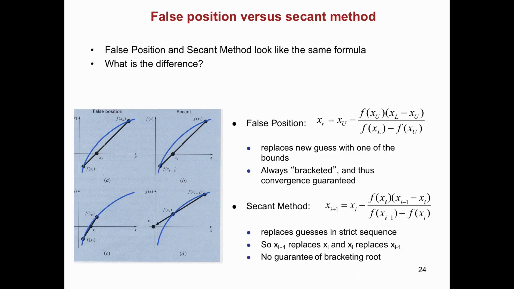So the first one actually has guaranteed convergence because you found the bracket. In this one, you just start with two guesses and you go, right? And there's no guaranteed convergence. But the formula in itself is the same. So they look deceptively similar, but they're not precisely the same. Okay?